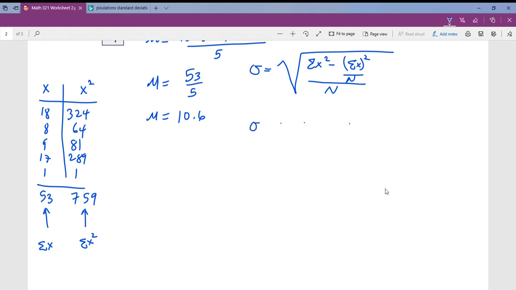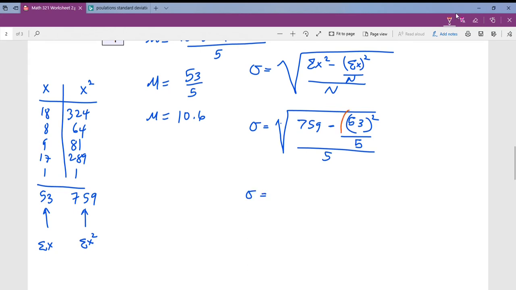So let's plug it into the formula. We have the square root. The summation of x squared, we know what that is. That's 759. So we'll plug in 759 minus the summation of x, which is 53. We're going to have to square that. Divide that by n. Remember, n is the population size, which is 5. And divide the whole thing again by 5.